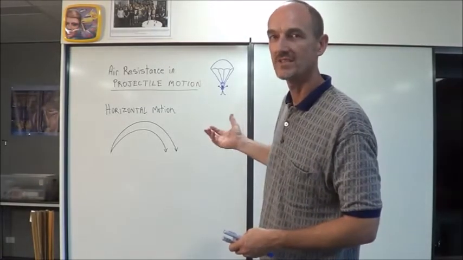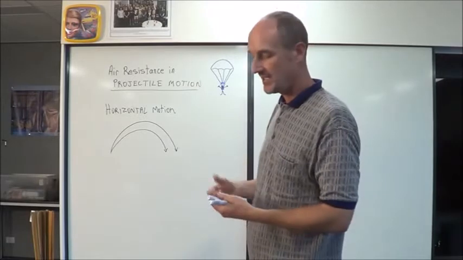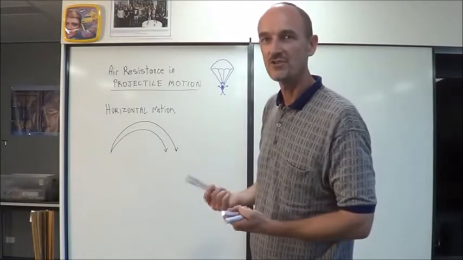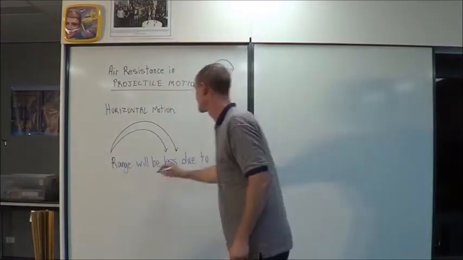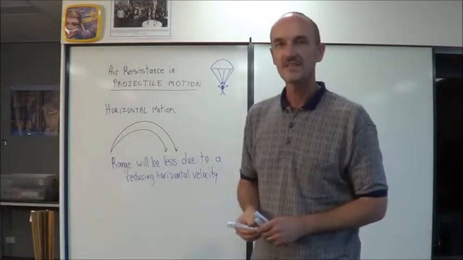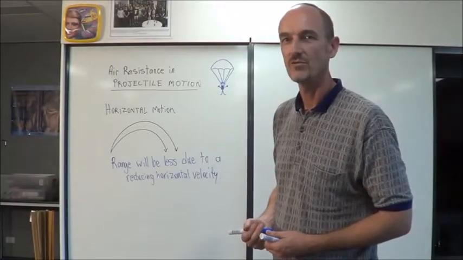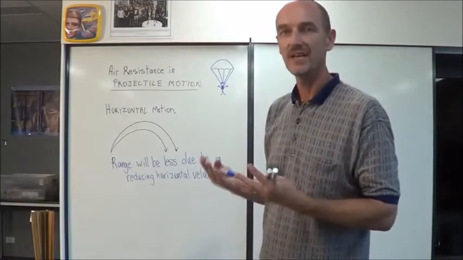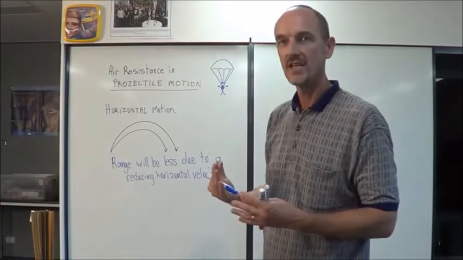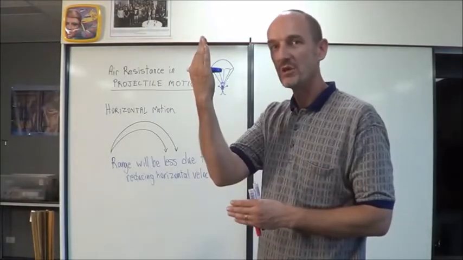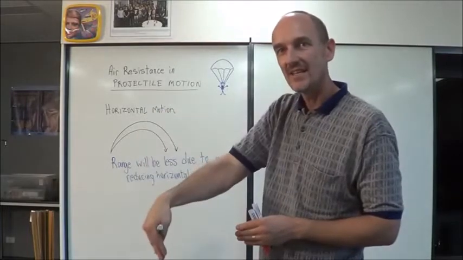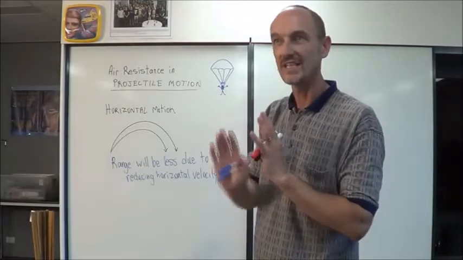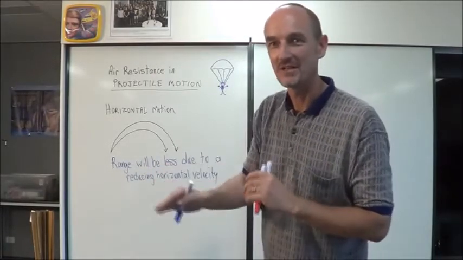Okay, so we can say in the horizontal, as the velocity is reduced, then the range will be less. So that's the horizontal motion. That's fairly straightforward. But what is happening in the vertical? And this is where we have to do a little bit more thinking, because it turns out that the upward motion is affected differently than the downward motion. So in the vertical part, we're going to look at the upward and the downward motion separately.